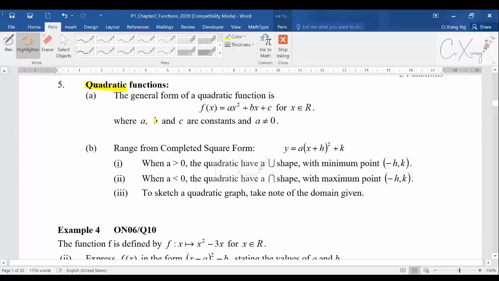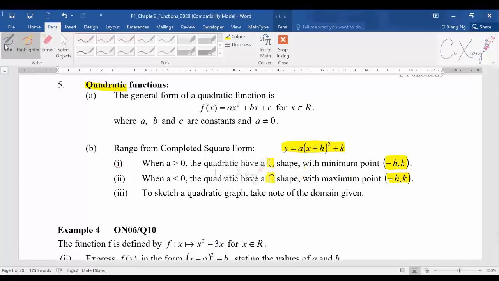Usually for a quadratic function, I will tell students, if you can, try completing the square, because from completing the square, you will know the shape. You will also know the coordinate of the minimum point or maximum point. From there, you can sketch the quadratic graph, and after that you may get the domain or the range that they want. So this is one method.